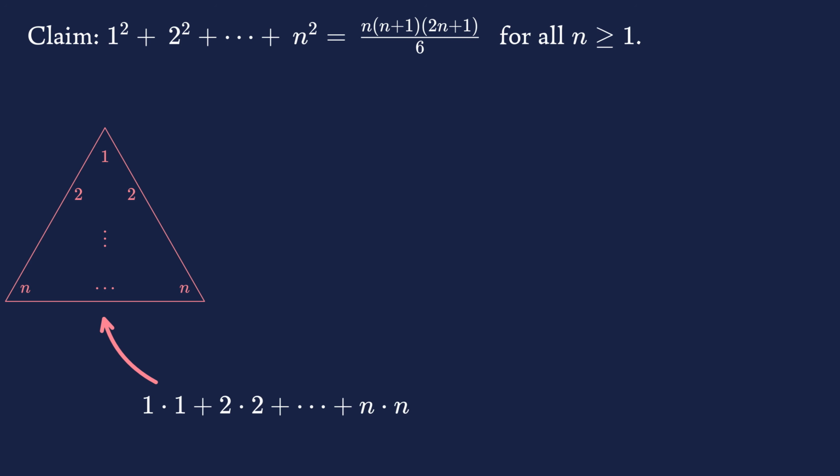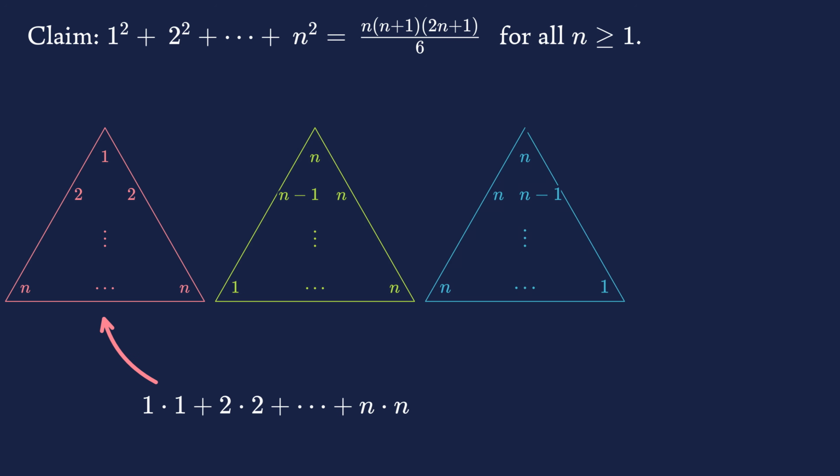1 times the 1, plus 2 times the 2, plus 3 times the 3, until n times the n. Exactly the sum of the first n square numbers we want to find a formula for. Now let's take 2 copies of the triangle which are rotated. Instead of filling them with 1 at the top corner and n at the bottom edge, we take each of the other 2 possible arrangements, filling it from bottom left to top right and filling it from bottom right to top left. All 3 triangles together now are 3 times the sum of squares.